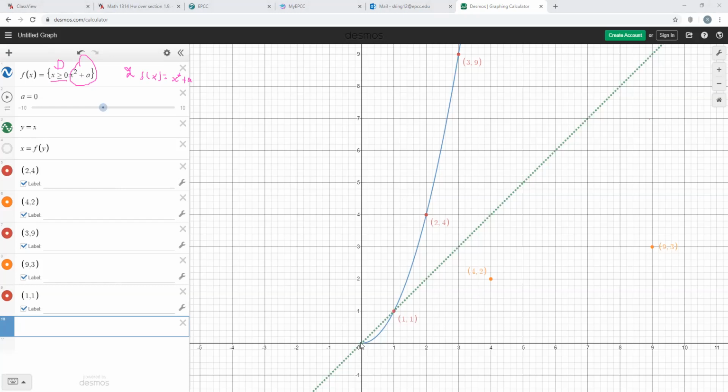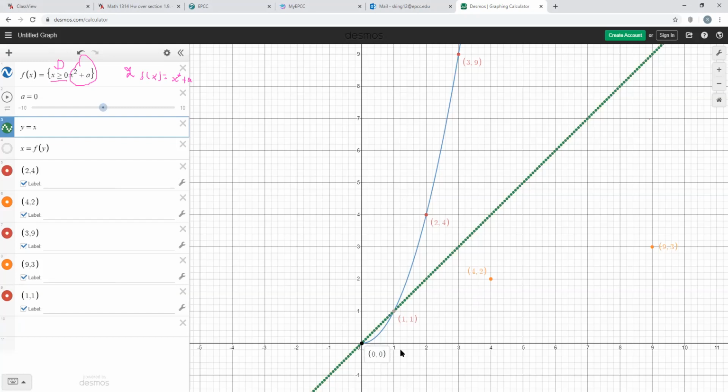And by the way, here's another one, 0, 0. So notice 0, 0 is the very beginning point on the function f of x, the blue graph. And so 0, 0, when you invert it, will still be 0, 0. So there's another point that won't change when you invert it.